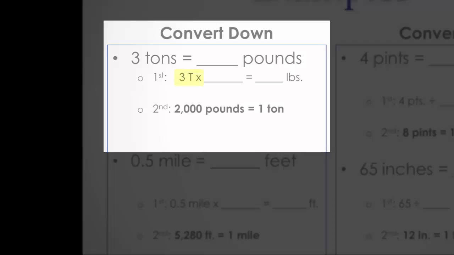So I'm going to take what I know, 3t, in this case t stands for tons, so 3t multiplied by something. My relationship will give me my answer. Now the second step is to look at your relationship, which is 2,000 pounds equals 1 ton. I'm going to take my 2,000 from my relationship, put it back up into my equation, and I end up with 3 times 2,000 is equal to 6,000 pounds. Again, 3 tons is equal to 6,000 pounds.